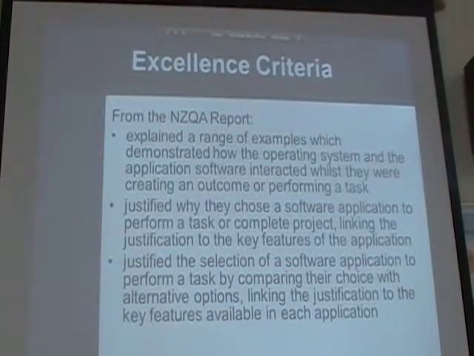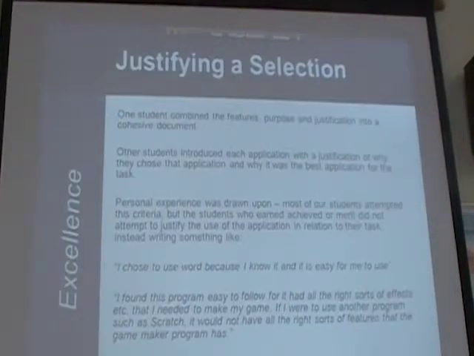And also justified the selection of a software application by comparing their choice with alternatives. So that's another way that they can make that justification, linking the justification to the key features. One student combined the features, purpose, and justification into a cohesive document. One of our students who got excellence, every app had purpose, justification, key features. Some students had introduced the application with the justification and then went on to the key features.